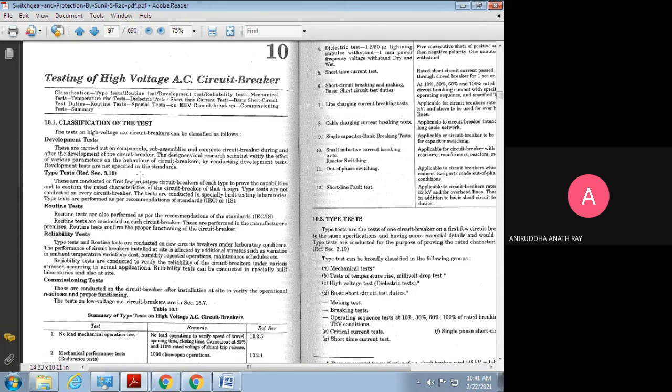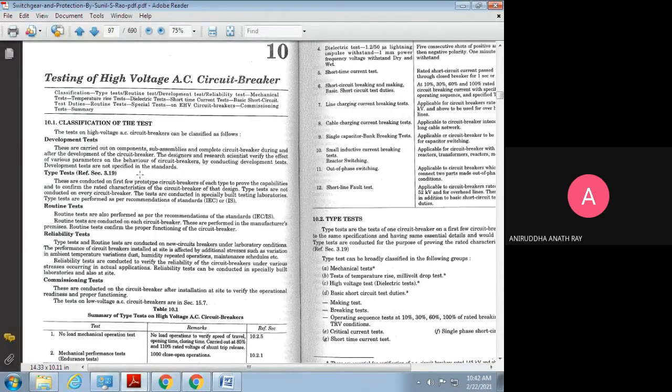Means what is the effect of voltage, suppose current, on the behavior of the circuit breaker, that has been verified by the designers by conducting development tests. Now, development tests are not specified in standards. Next is type test. Basically, these are conducted on the first few prototype circuit breakers of each type to prove the capabilities and to confirm the rated characteristics of the circuit breaker of that design.